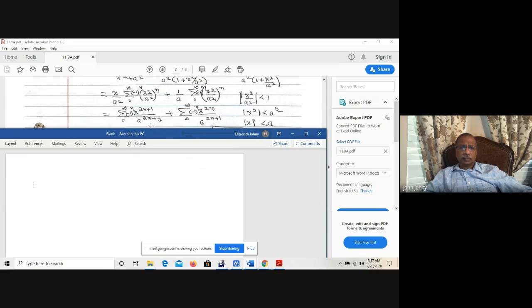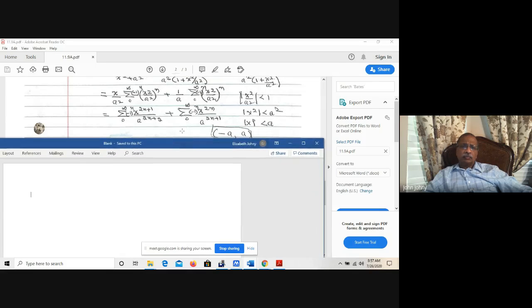So it is 2n plus 2 plus the second term, sigma 0 to infinity, negative 1 to the power of n, x square to the power of n means x to the 2n divided by a to the 2n plus 1. And if you want, you may write it as a single sigma notation. And here, it is not necessary, just leave it.